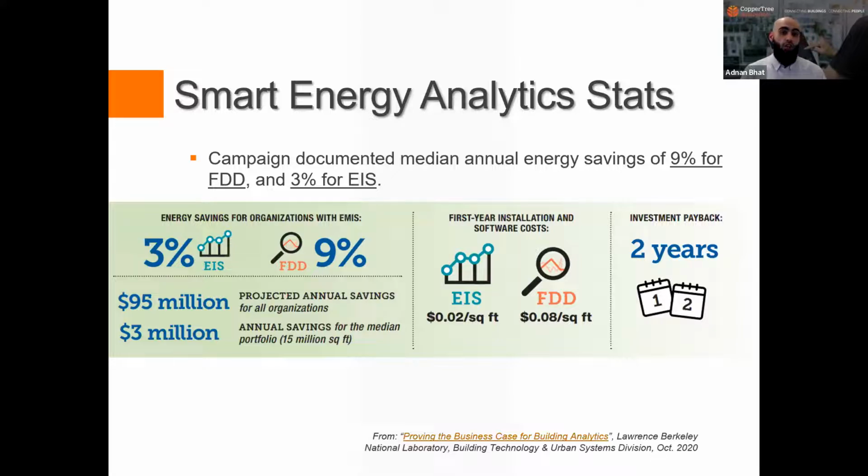And what this campaign documented was a median annual energy savings of 9% when using a fault detection and diagnostic tool, and a median annual energy savings of 3% when using an energy information system. This particular campaign also reported an investment payback of 2 years. In CopperTree's experience, this return on investment can be expedited, and I'd be more than happy to connect with any of the participants who are interested later on to talk about how we can expedite some of this return on investment.